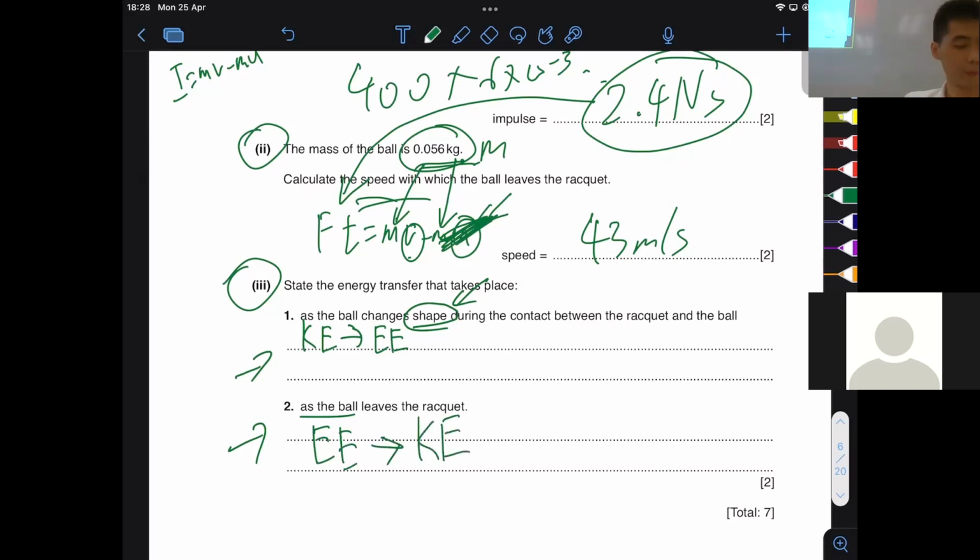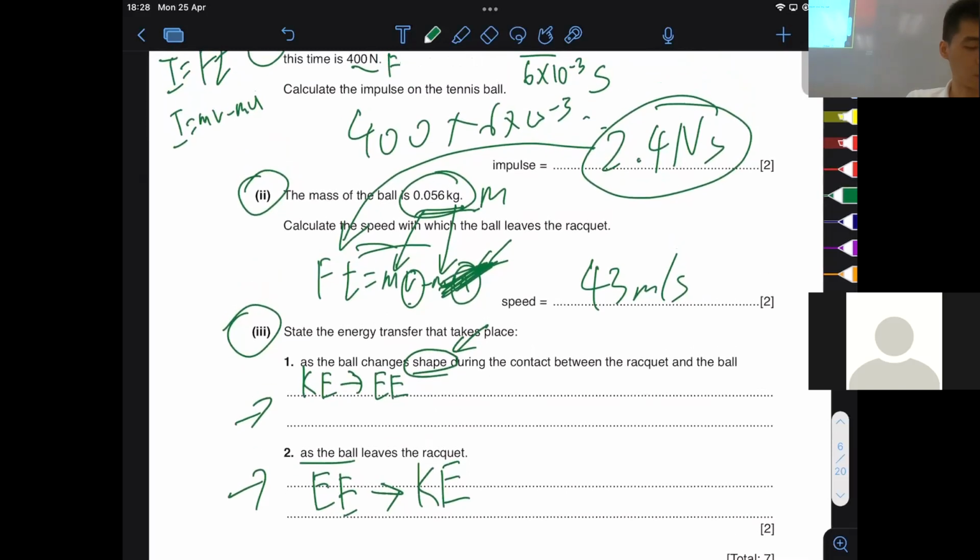So for 3B Part 2, is the answer 43, right? No, it's just correct to 2 significant figures. You could write it correct to 3 significant figures, but I didn't do the calculation. That's why I'm just looking at the mark scheme. What's EB? What?